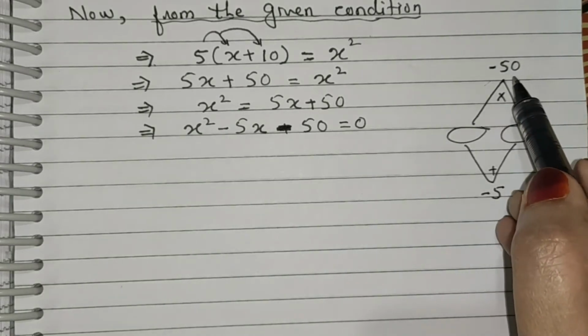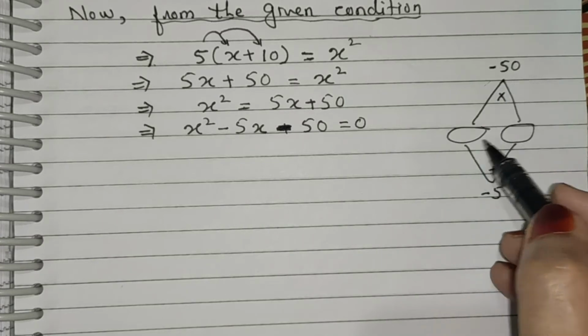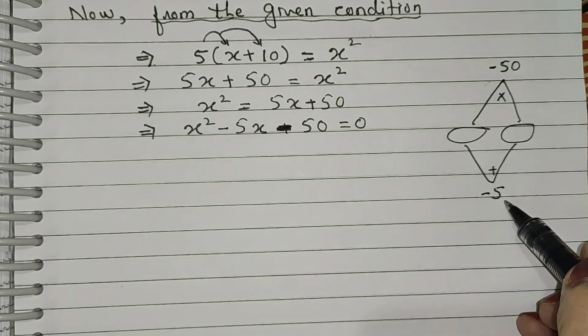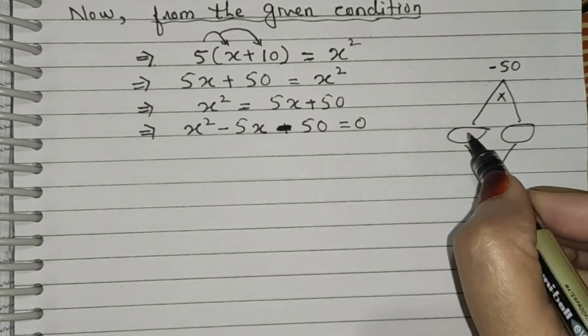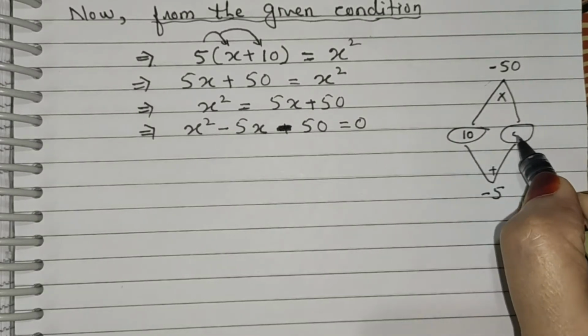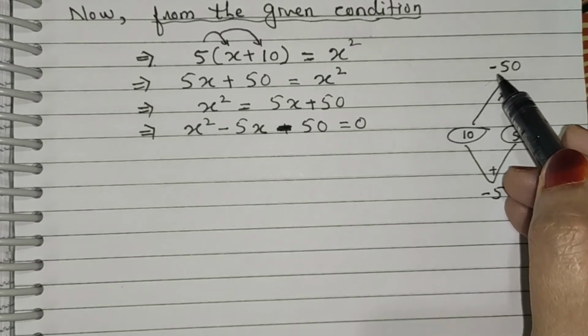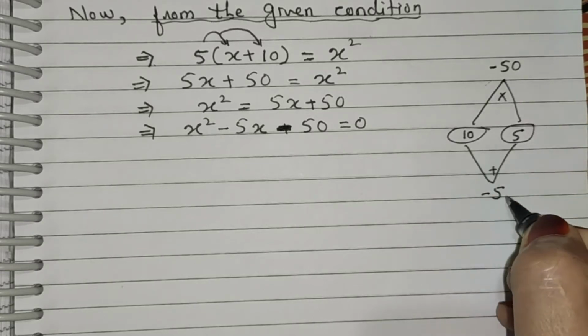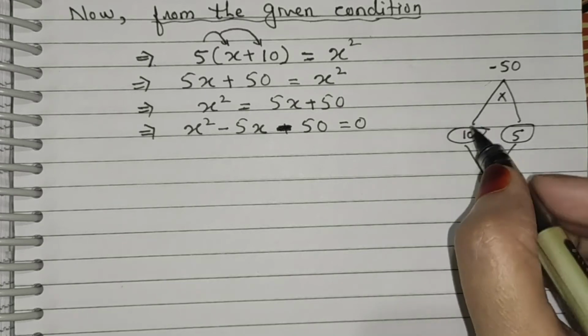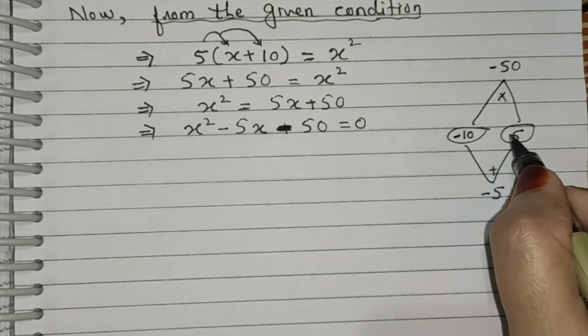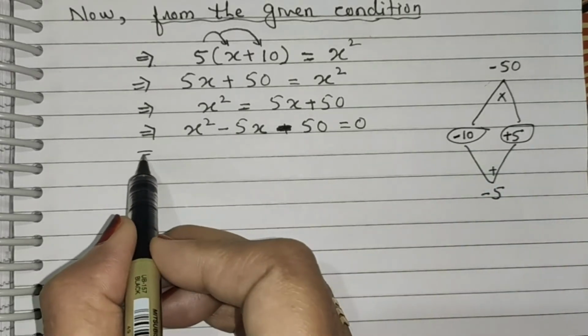Now factorize 50 into two numbers such that their sum is minus 5. Therefore, let us take two numbers 10 and 5. 10 into 5 is equal to 50, but the product is with a negative sign, therefore one number should be negative. Now look at the middle term, the sum is negative, therefore the greater number is negative and the other one is positive.